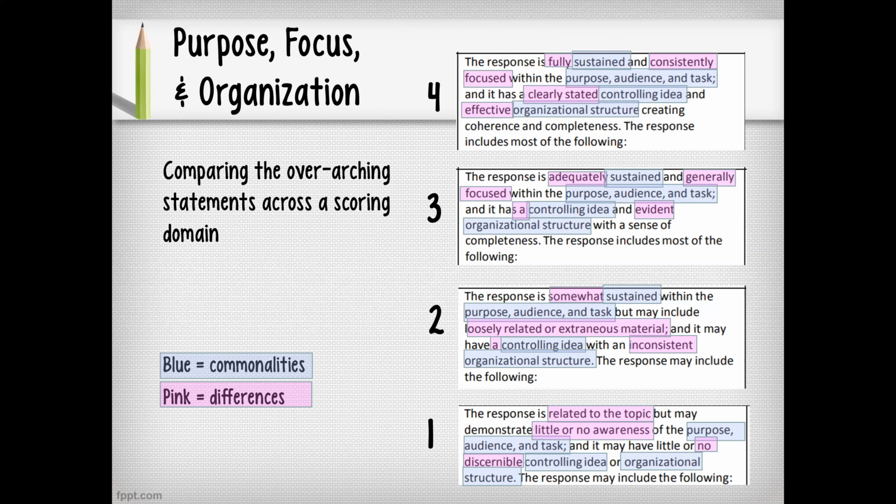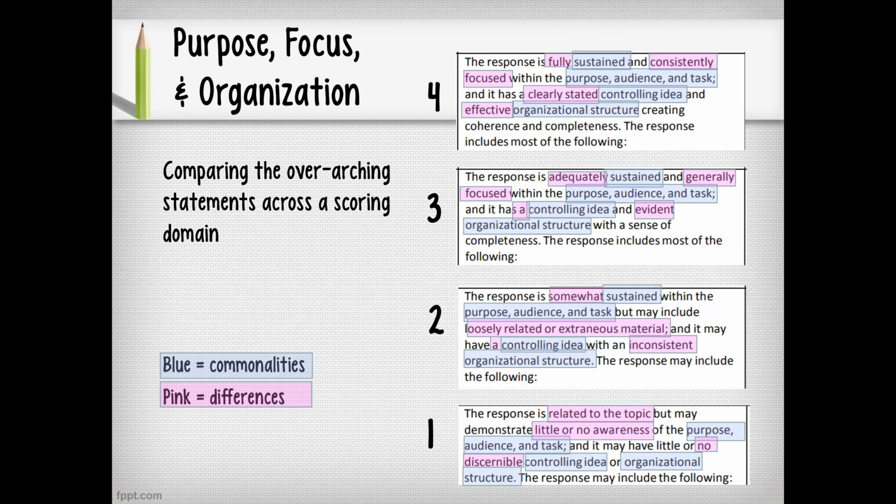Now, we're not going to do the highlighting with the bullets, but I do want you to know that those bullets are an important piece of our scoring. They do give those more specific descriptors between score points. And they're going to give you a little bit more detail when it comes to things like referencing sources, sentence structure, and things like that.